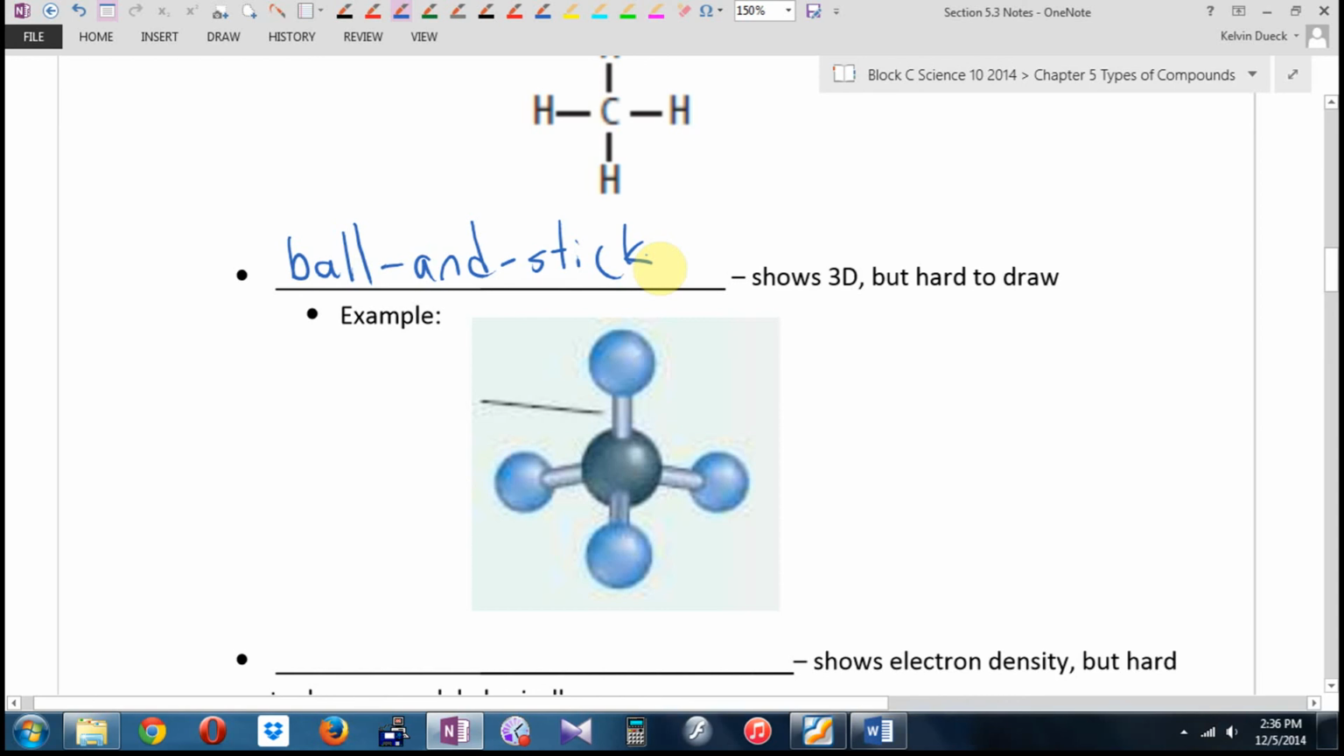Turns out methane really looks like that. It's kind of got a pyramid bottom with 3 hydrogens and 1 hydrogen sticking out on the top. It's a tetrahedron for those of you who are mathematically inclined. Looks like that, where the sticks represent the covalent bonds.